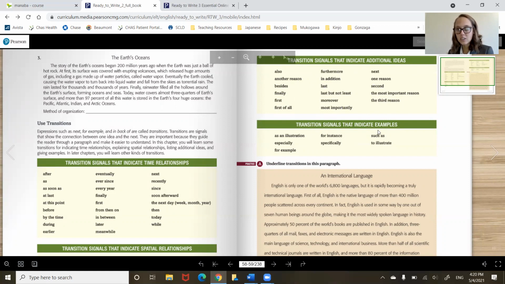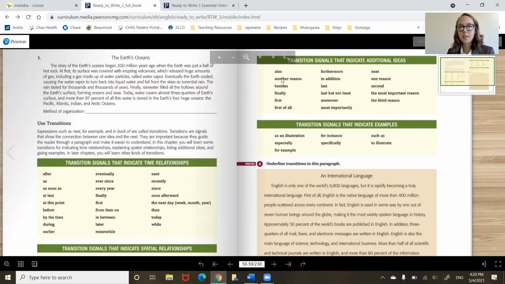Okay, and then transitions that show examples, like for example, such as specifically. Okay, so this page gives you some really great vocabulary. I want you to mark it in your book and come back to it and use these transitions in your writing.